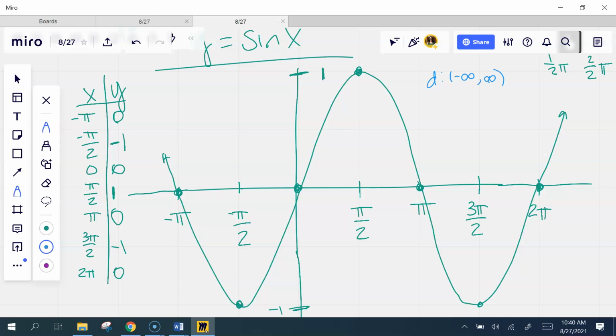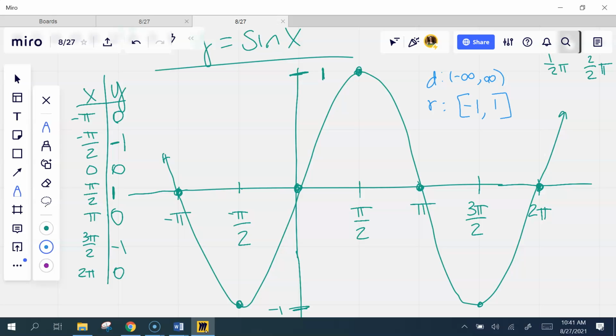Negative infinity to infinity. That's okay. Everybody won't take AP Cal. How about the range? -1 to infinity. Wait, what? -1 to 1, with a bracket on each one, right? Oh, wait, it's just between those two values all the time.